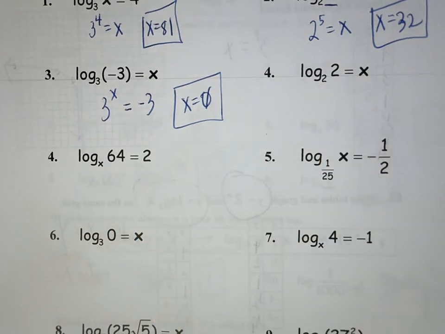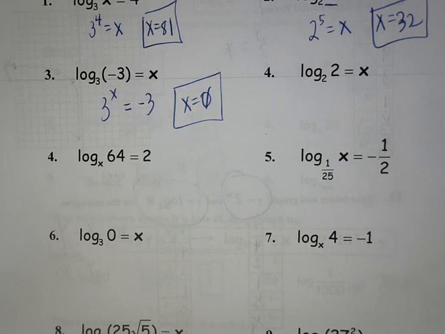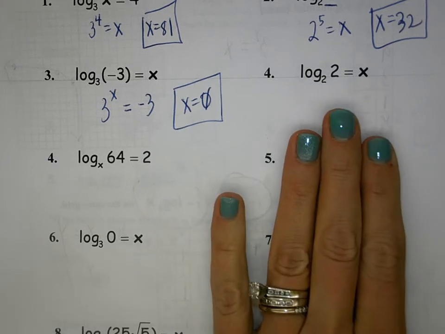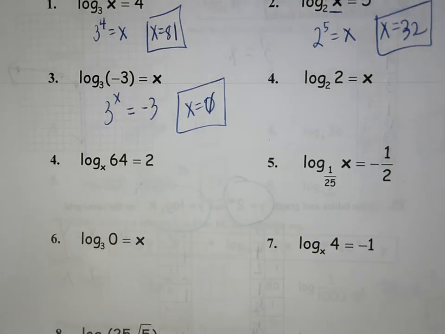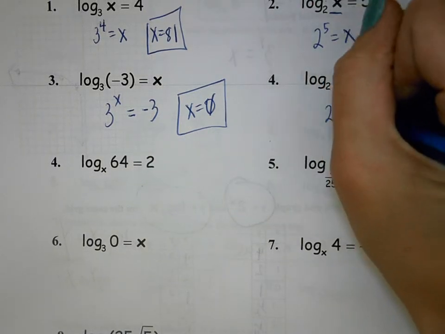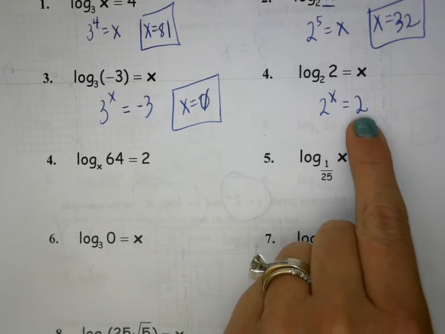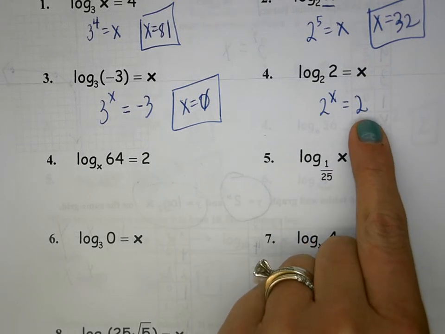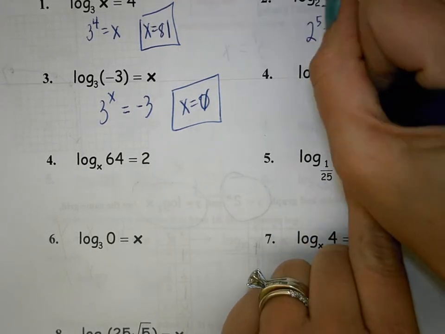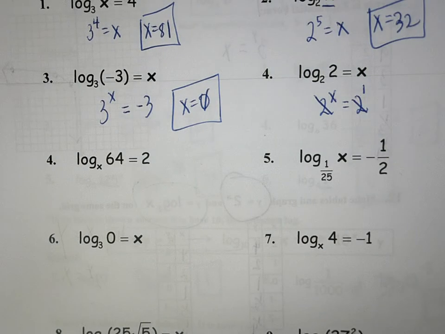Okay, again, example 4, I'm going to call on someone, and I just want them to tell me how to write this in exponential form. So again, my question will be, how do I change this into exponential form? Alexis. Perfect. 2 to the x power equals 2. If this 2 does not have an exponent, what exponent is there? 1. A 1. Then we cancel out our bases, and my answer is what? 1.